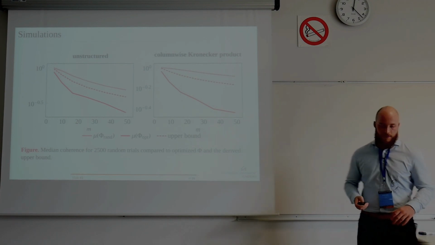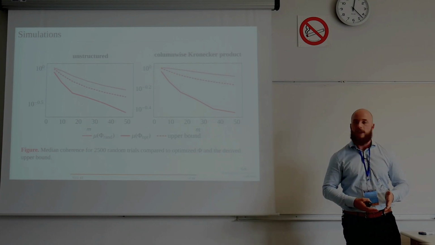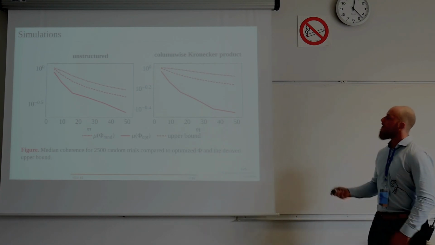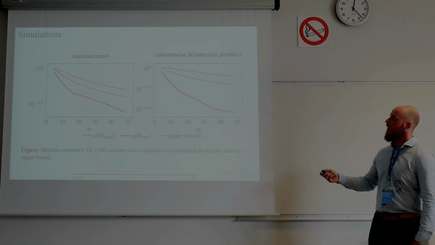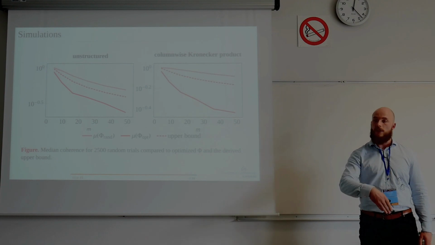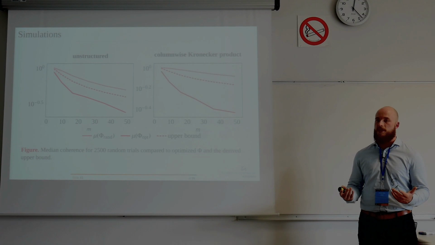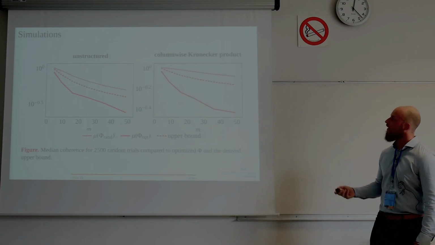And in the case of this column-wise Kronecker product, so when the columns are vectorized outer products, you see from the numbers here that, of course, these matrices can't have as low a coherence as the unstructured ones with the same dimension, because the set you're optimizing in is way smaller. Yeah, you see that directly.